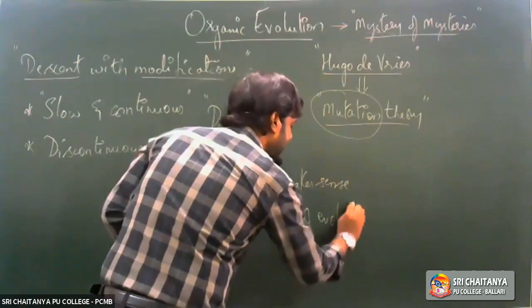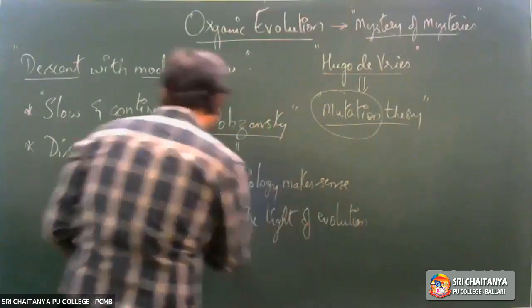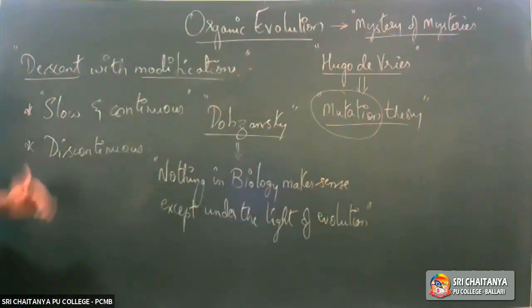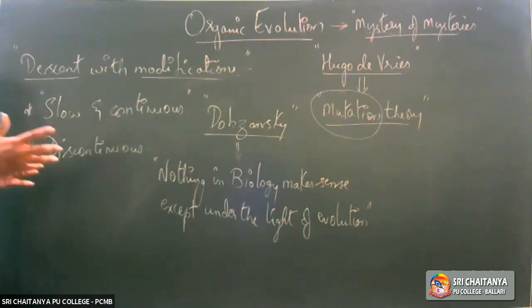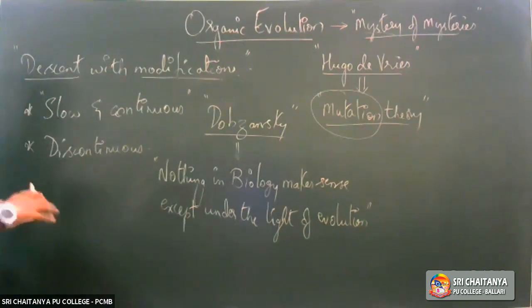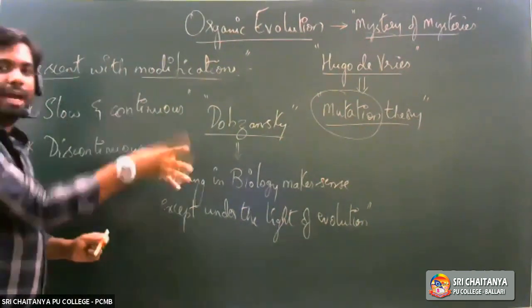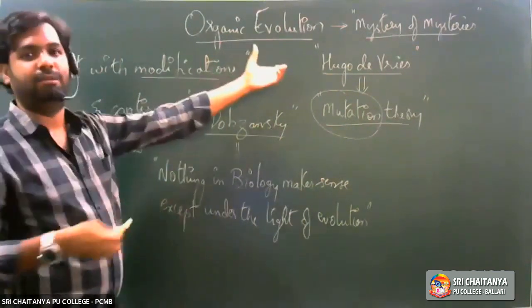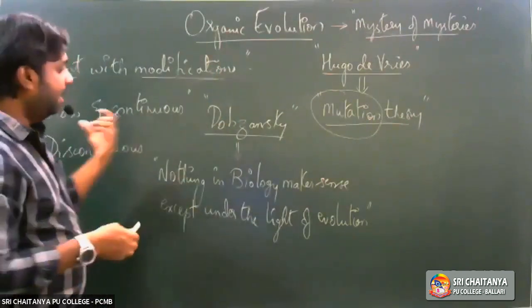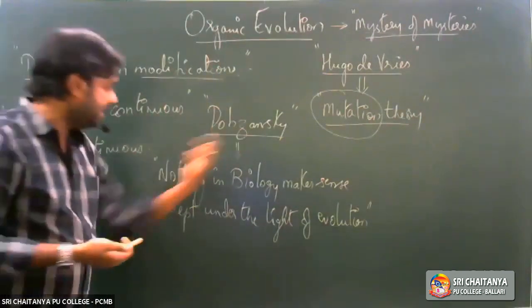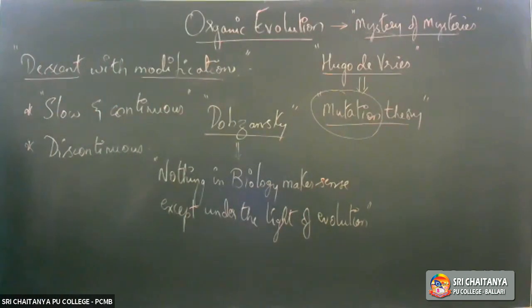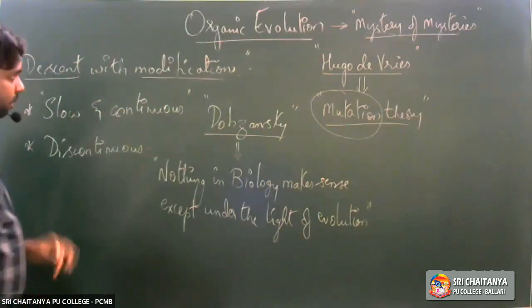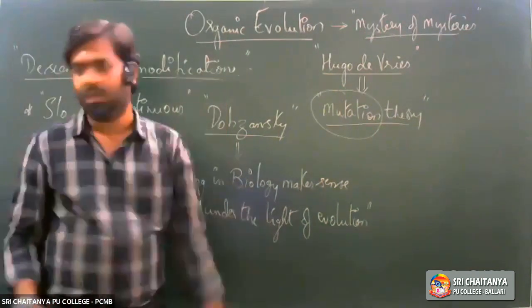So this was a statement made by Dobzhansky. What did he say? Nothing in biology makes sense except when we see it under the light of evolution. If we have to study anything in biology, the basis for everything we study in biology is nothing but evolution. So that's what he said. This is what we have as a few introductory notes with regards to evolution.